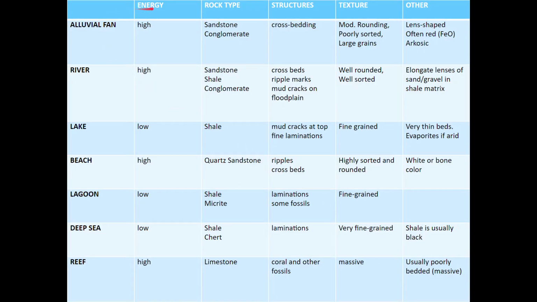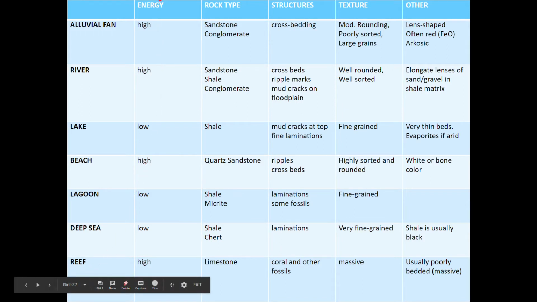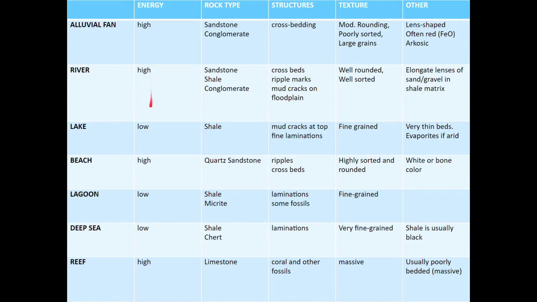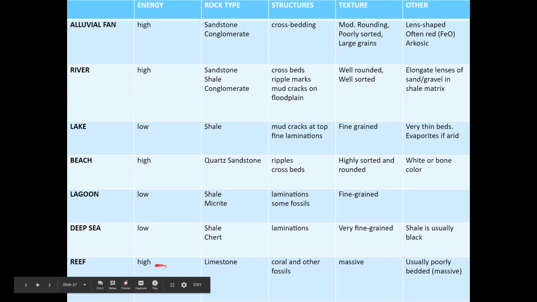Big scary table. This is just showing different depositional environments: the alluvial fan coming out of the mountain, the river, the lake, the beach, the lagoon area, which is the backside of that reef, the deep sea or the reef itself. Energy is just talking about how much the water is moving. The more the water is moving, the larger the grains of sediment that we can get, if any at all.